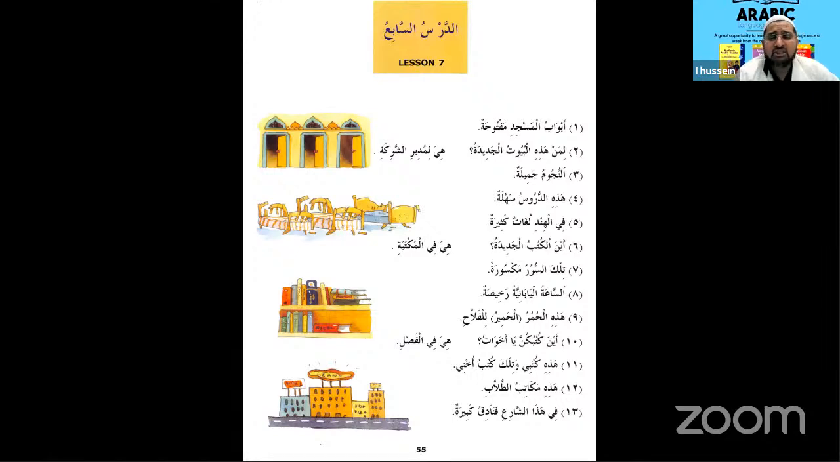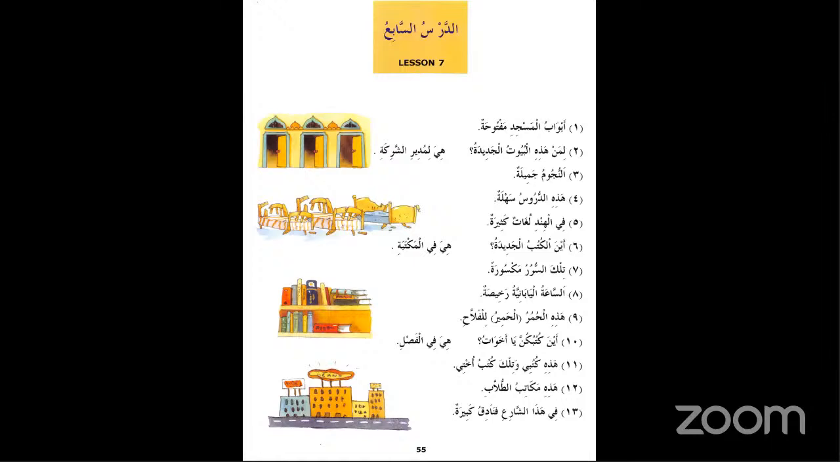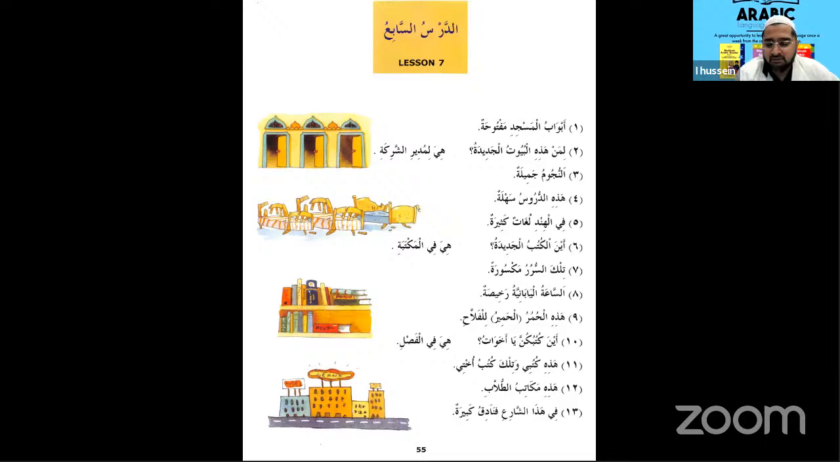Okay. And jamilatun, how do we know this is the khabar? Because it has dhammatan. And what does the dhamma tanween represent?